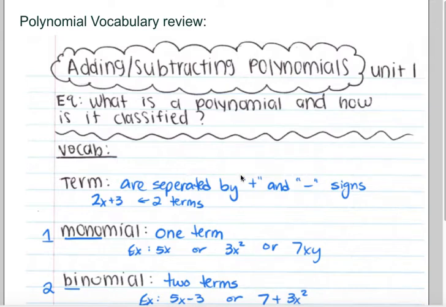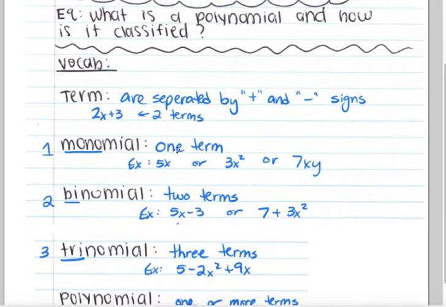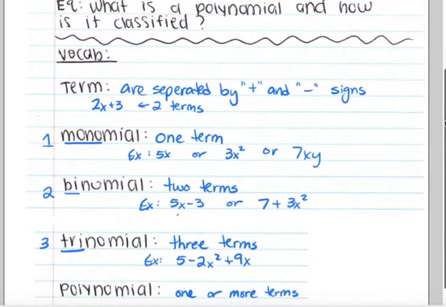There are terms that are separated by plus signs and minus signs, such as this expression 2x plus 3 has two terms. The first term is the 2x and the second term is the 3, and they're separated by the plus sign. A monomial has one term. Some examples of monomials are 5x, or another one could be 3x squared, or 7xy. They are a monomial because there's only one piece in the expression. There is no plus or minus sign.